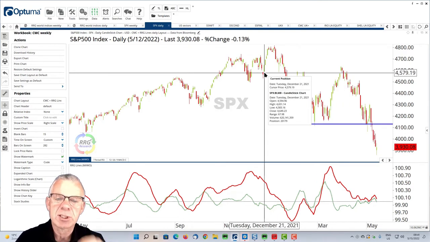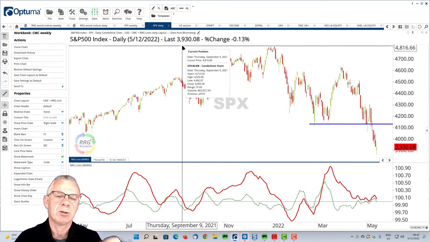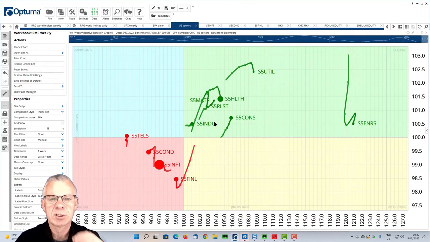Quickly go to the U.S. sectors, because something interesting is going on in the U.S. sectors. If you look at the RRG for the U.S. sectors, this is the weekly RRG for U.S. sectors, and I did something here. You will notice that there are bubbles on the endpoints of these tails. The bubbles represent the market capitalization of these sectors.